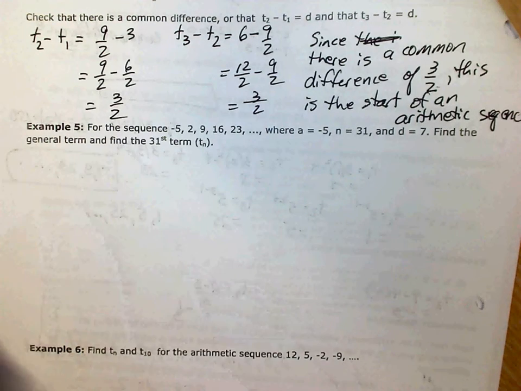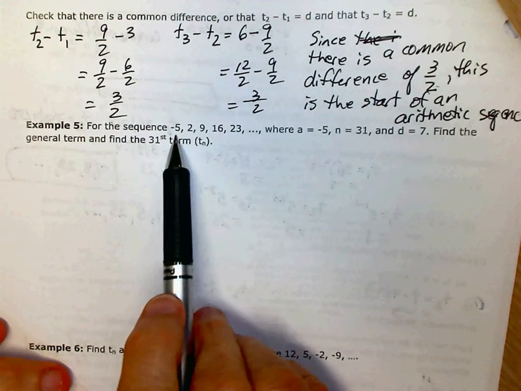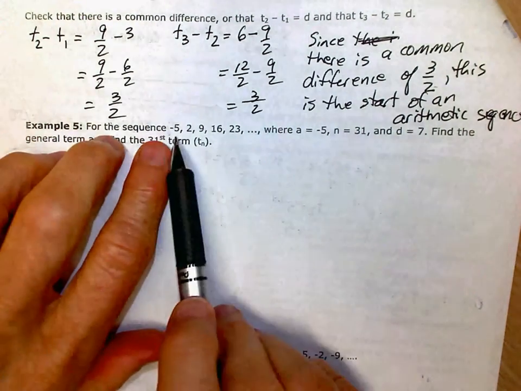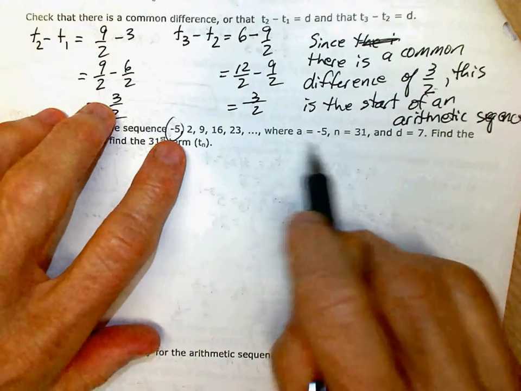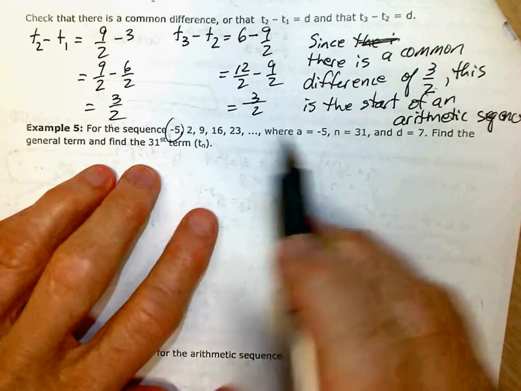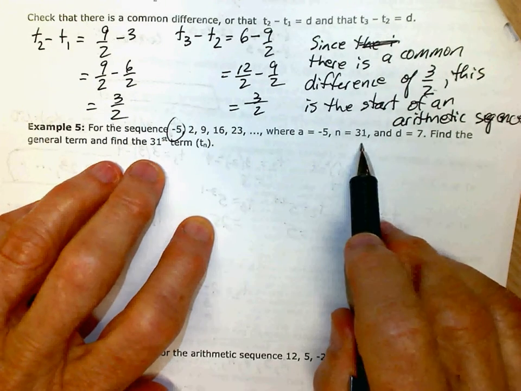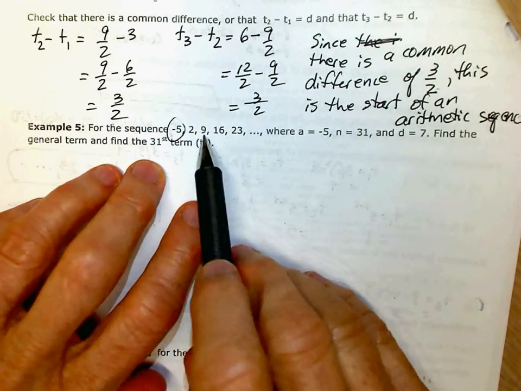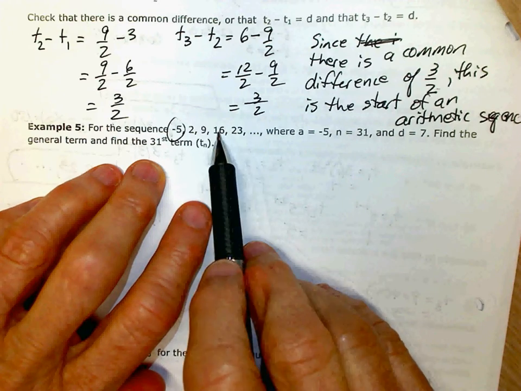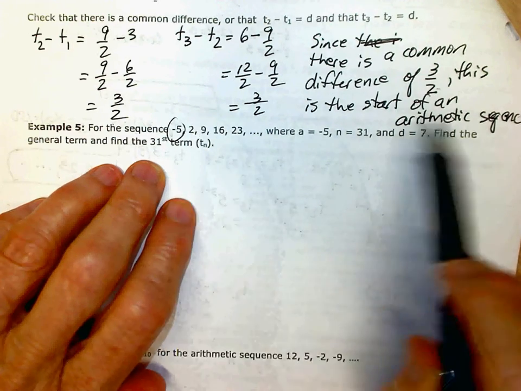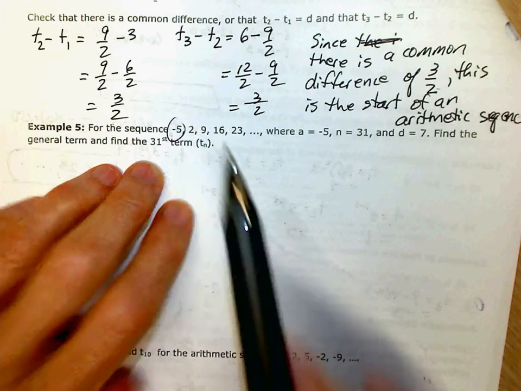All right, ready? Okay, for the sequence -5, 2, 9, 16, 23. Notice A is the first term, so the first term is -5. They want you to find the 31st term, so n is 31. And our common difference is, you know how to find that. 23 minus 16 is 7. 16 minus 9 is 7. 9 minus 2 is 7. 2 minus -5 is 7.